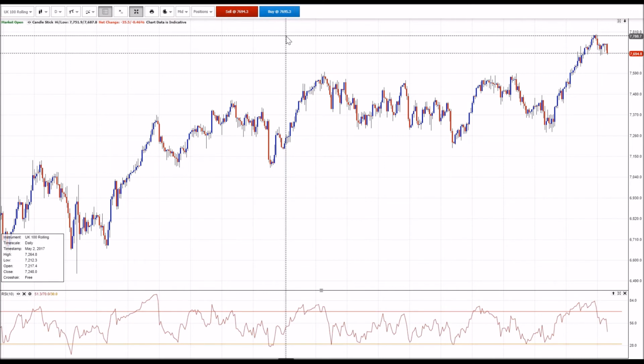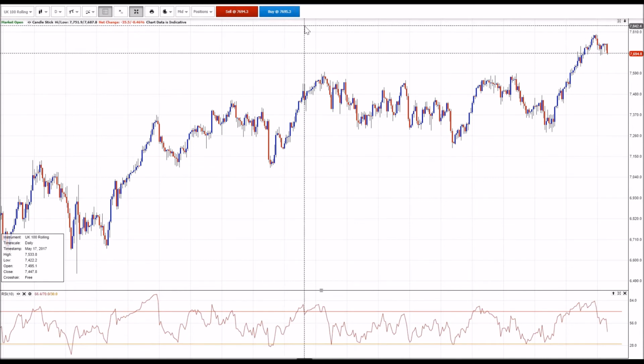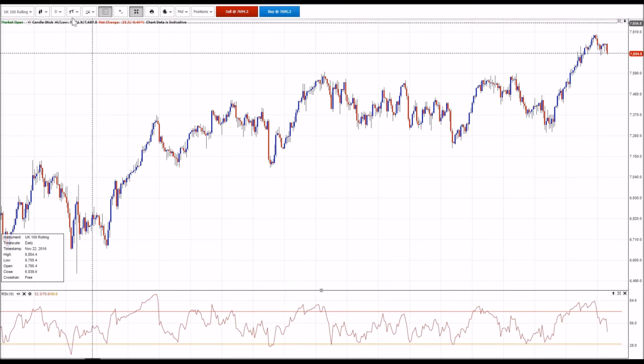It was a bit lackluster, the FTSE, and of course, this strength that we're seeing in the pound is sort of scuppering a little bit the strength in the FTSE. Because so many of the FTSE constituents make their money overseas, so a strong pound doesn't help their P&L when they convert it back into pounds.